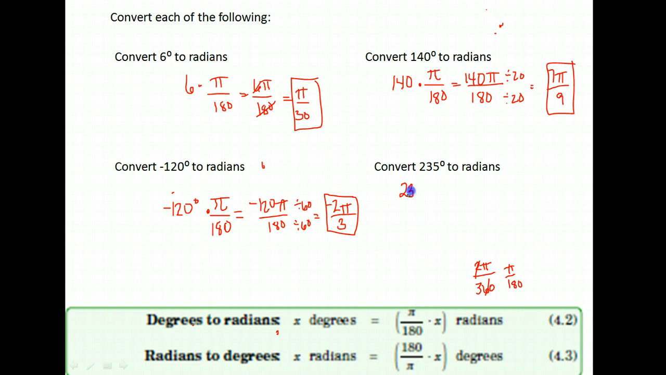And finally, let's convert 235 degrees to radians. So once again, we multiply by pi over 180. When we do that, we get 235 pi over 180. We want to reduce that as much as we possibly can. It looks like 5 will go evenly into each of these. So just like reducing a fraction, which is what we're doing, 5 goes into 235 47 times, and it goes into 180 36 times. So 47 pi over 36 radians is our answer.